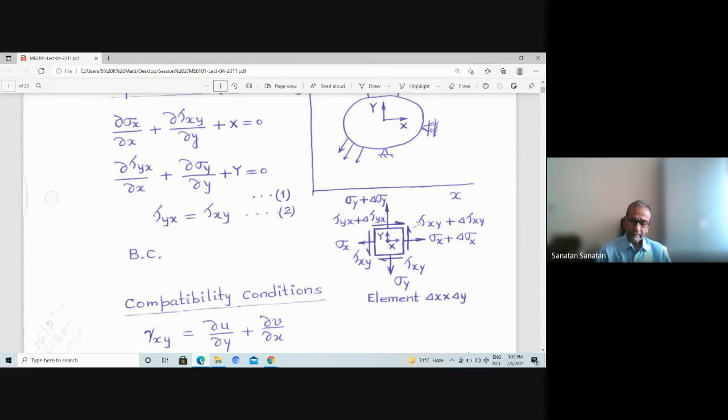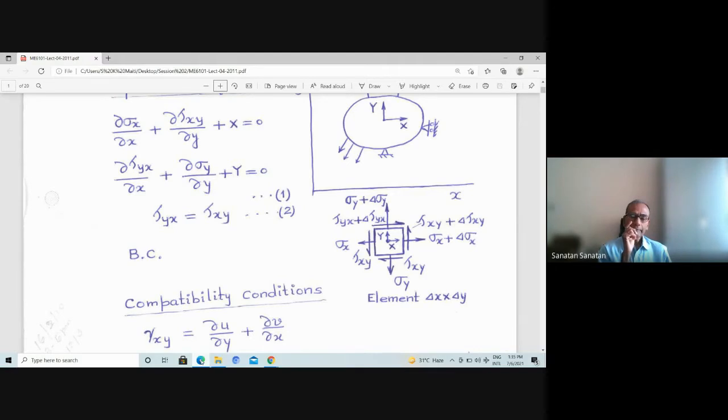So you see that these stresses will give rise to some resultant force in the x direction. Similarly, the shear stress components acting on the top and bottom faces are also going to give rise to some net force in the x direction. Those can be written, and when you simplify, you get the equilibrium equation, the sum of the forces of this element in the x direction: delta sigma x over delta x plus delta tau xy over delta y plus capital X equal to 0. So this is the equilibrium equation at the point in the x direction.